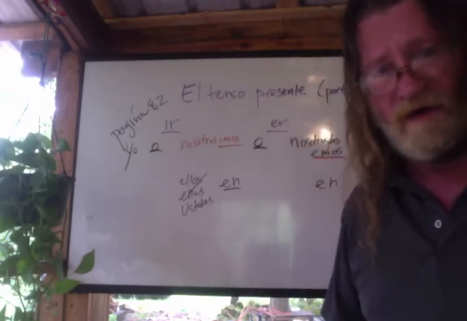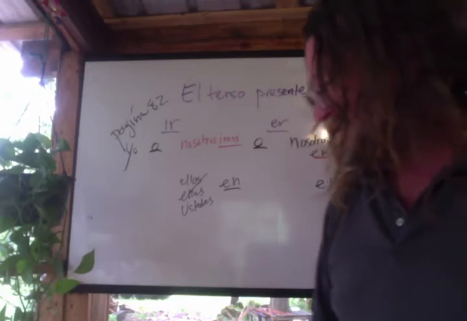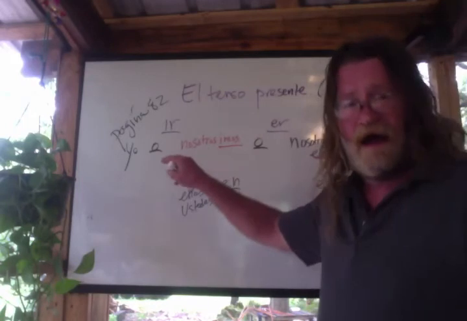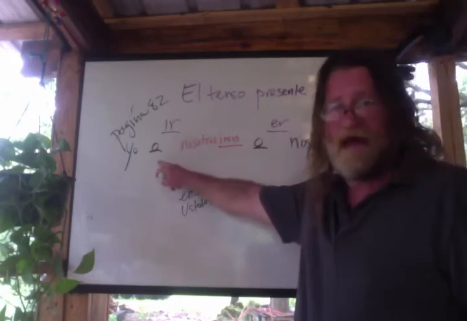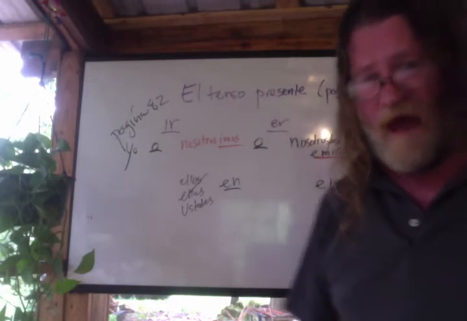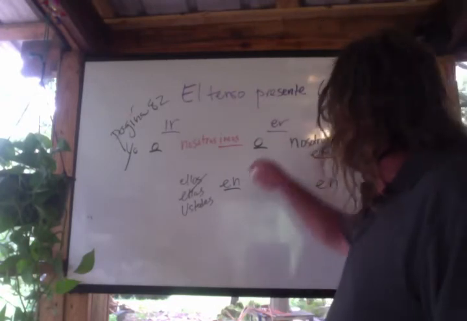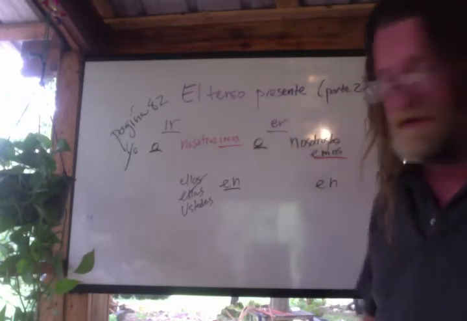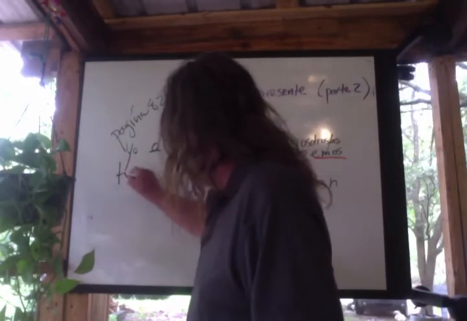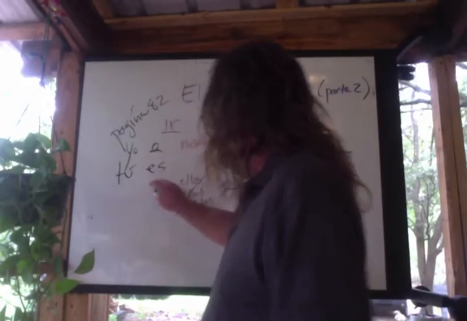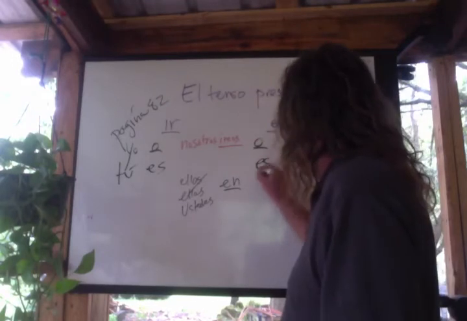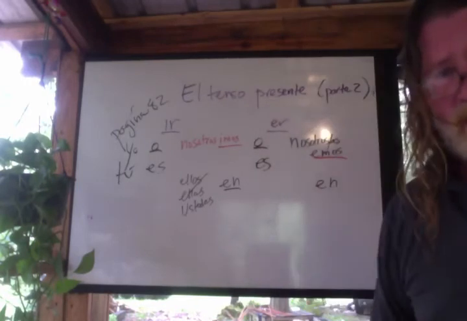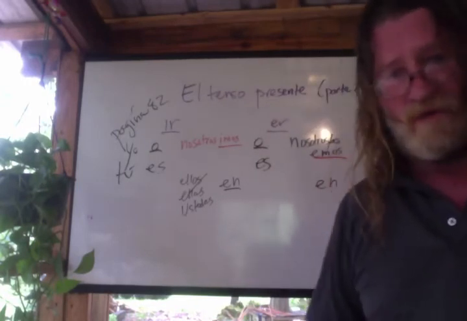Yo escribo, yo leo. So you have escribir. You just take off the IR for escribir and add an O. Yo escribo. I write. Or for leer, I read. Take off the ER and add an O, and it's yo leo. Tú, add es. So, tú escribes. You write. Tú lees. You read.